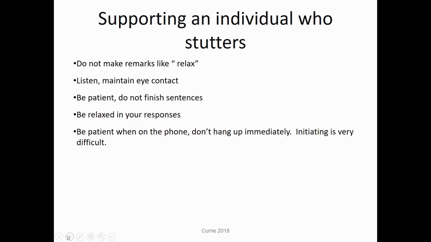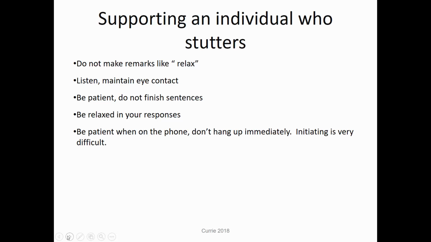So how do we support somebody that stutters? It's really not helpful to make remarks like, oh, relax, it's okay, I can wait, there's no hurry, or to finish their sentences. The best thing to do is sit down and relax. So don't stand over them. Listen and maintain eye contact and try not to be impatient, and then you be really relaxed and chill in your responses.